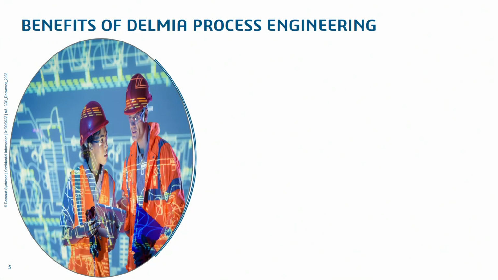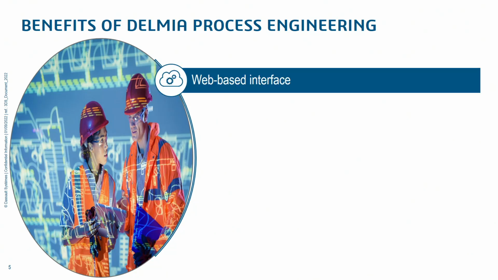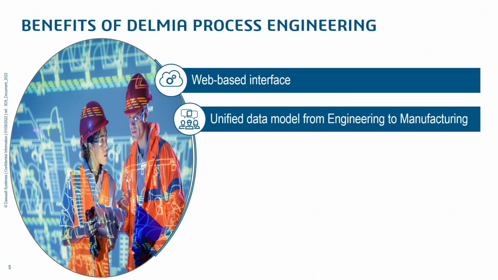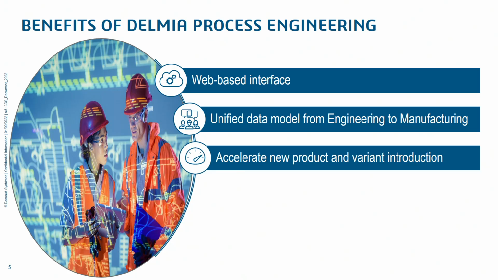So what are some of the benefits that the DELMIA Process Engineering apps have? First, like everything else, it's a web-based interface. So everything's light. You don't have that IT infrastructure, right? You log onto a web browser and you can use it. You have your unified data model, so you don't have to export, import, switch between different software packages. It's all in one place, which means you have your up-to-date data all the time. And then it really helps you accelerate your new product or variant introduction.